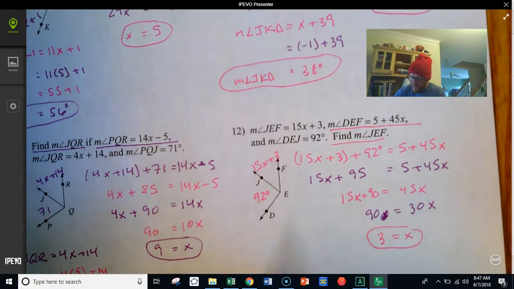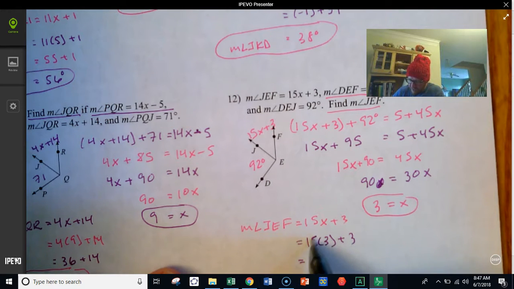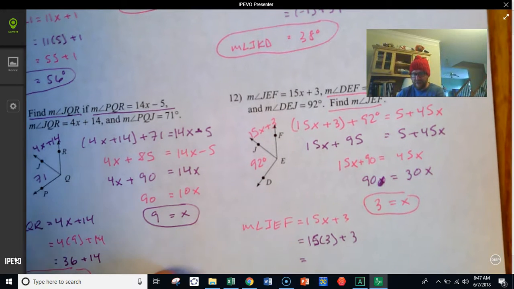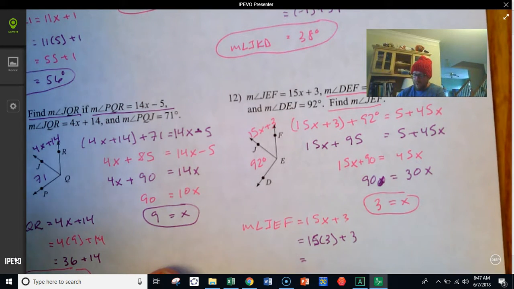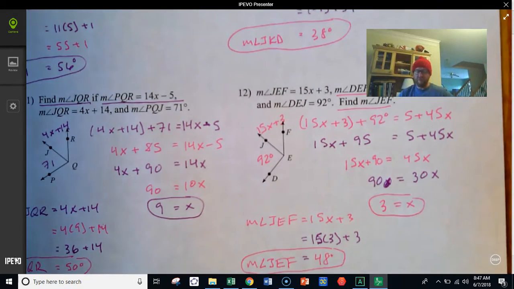I want to find JEF. Measure of angle JEF is 15x plus 3. Got that from the original problem. But x is 3. I've got 15x and an additional x, because 3 is x, so I could think of this as 16x, or 16 times 3. I got 16 3's all put together, and that would be 48. So measure of angle JEF equals 48.